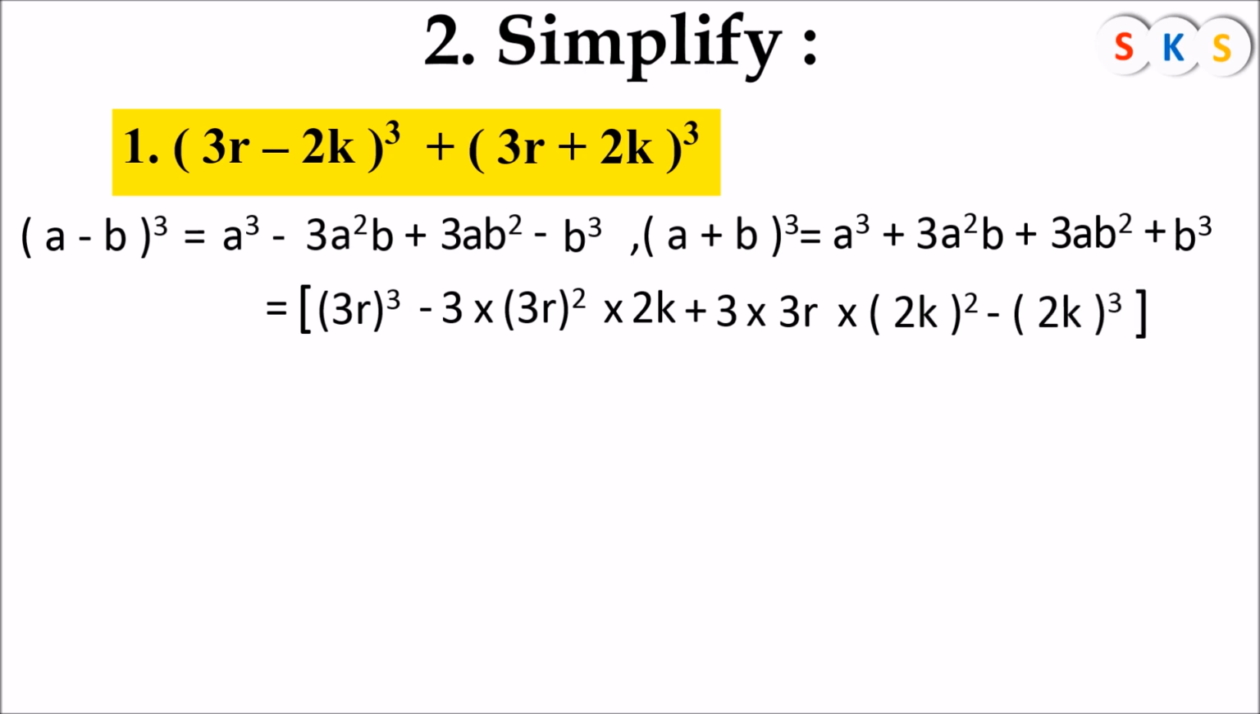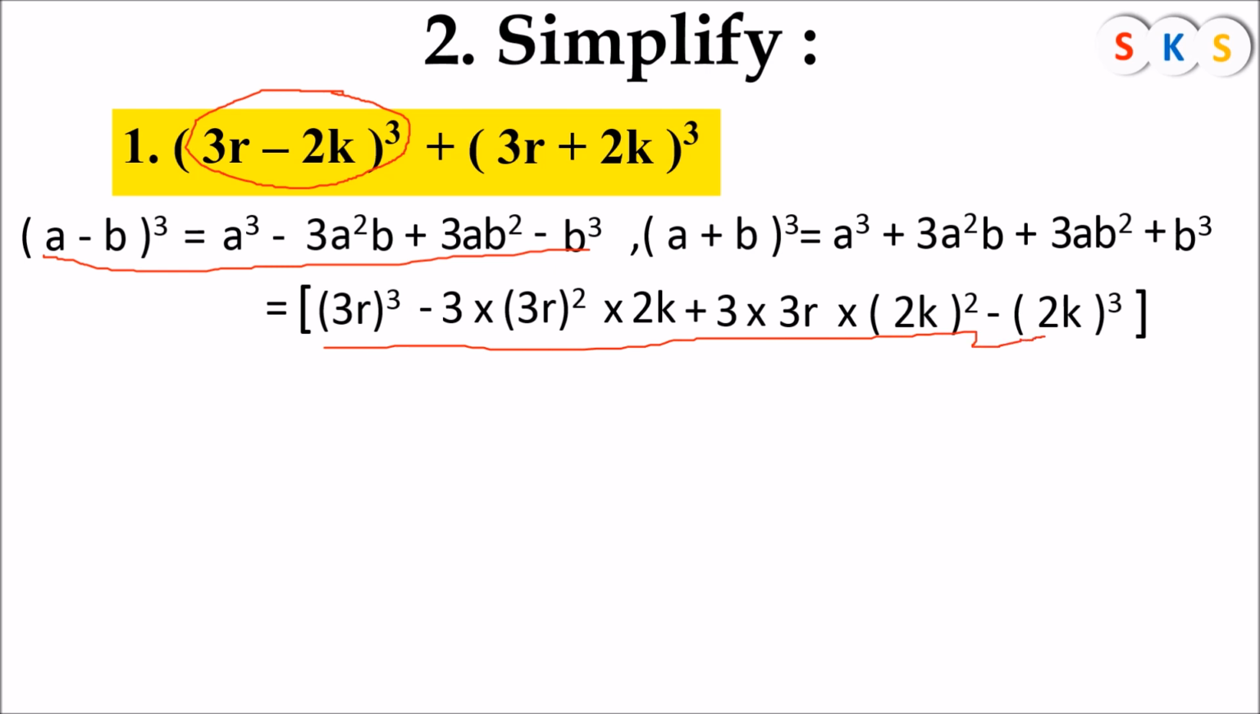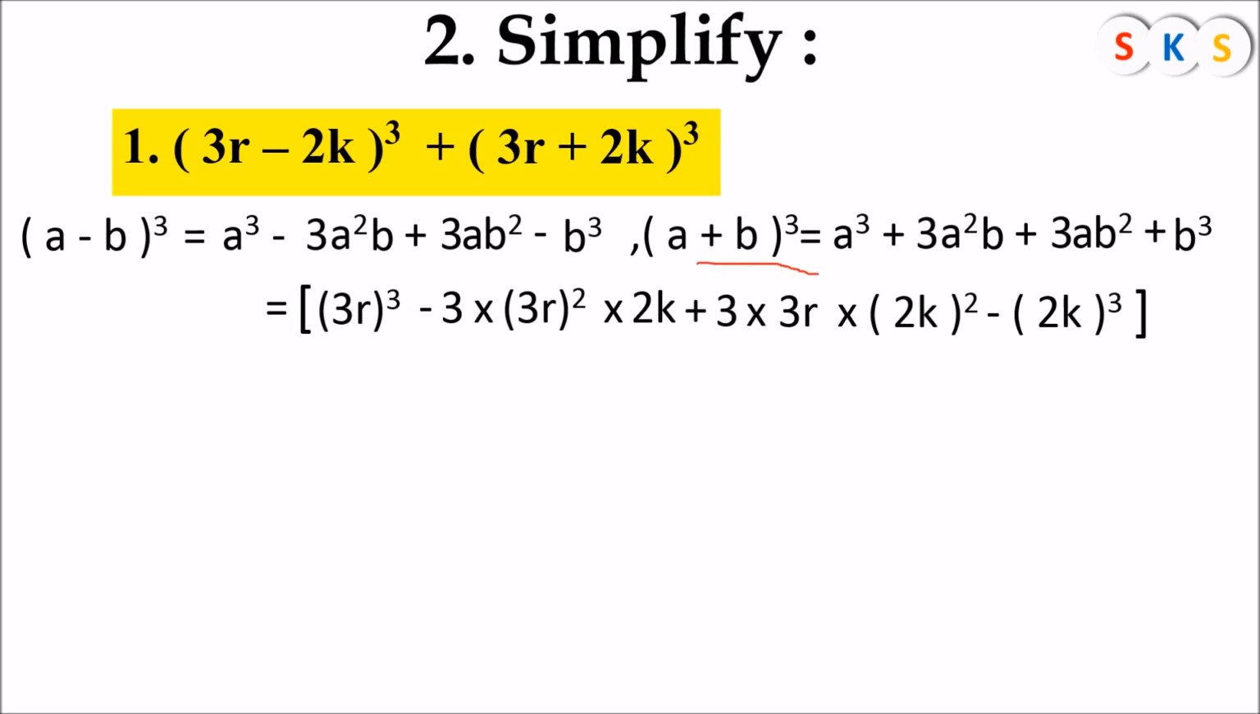Okay, so you can see that to expand 3r minus 2k the whole cube, I have used this formula, right? And the expansion of this is this, right? This we got using a minus b the whole cube. Now we will expand the second part of this using this formula, a plus b the whole cube.